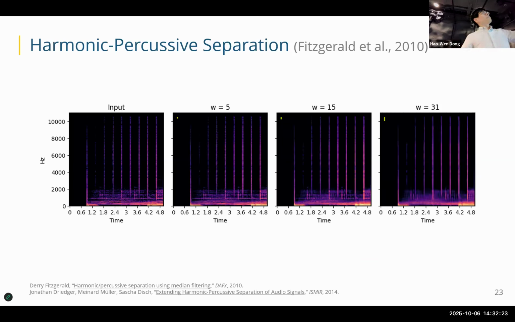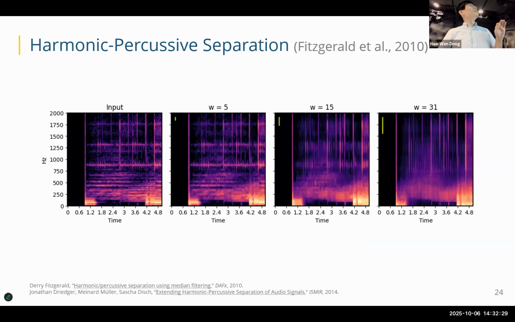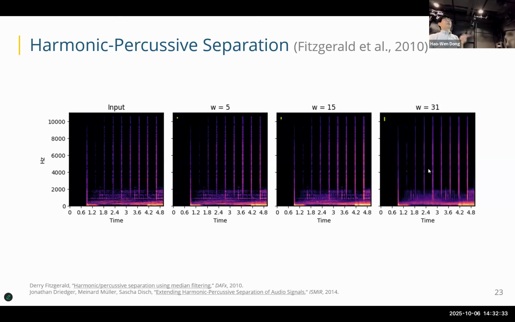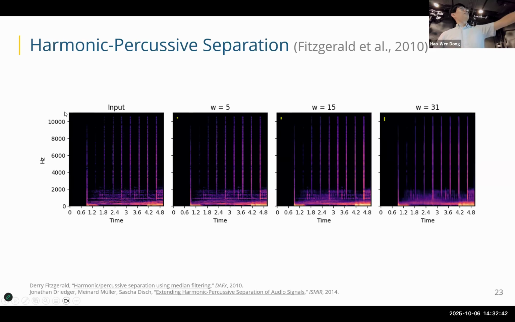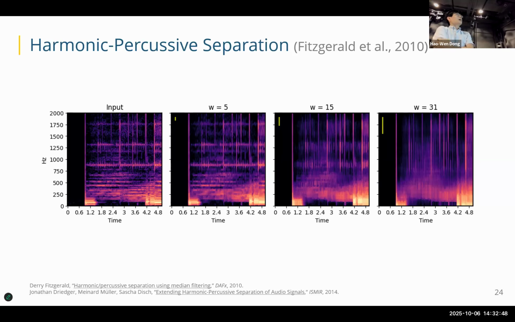Now for the percussive part, the same idea, you apply a median filter. What's going on here? Oh, so basically you apply the same thing, but we couldn't really see it. So we just zoom in into the 2000 hertz. These two are the same, but now we just grab this part and extend it. So this is what you will see.